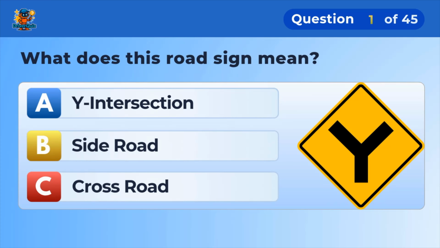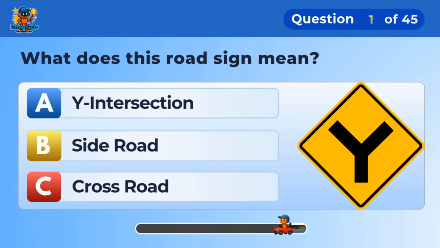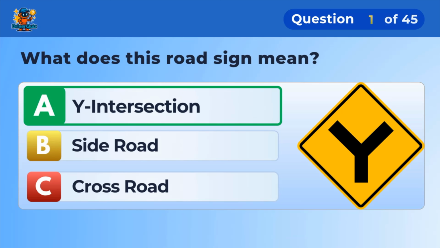Question number 1. What does this road sign mean? A. Y intersection. B. Side road. C. Crossroad. The correct answer is Y intersection.